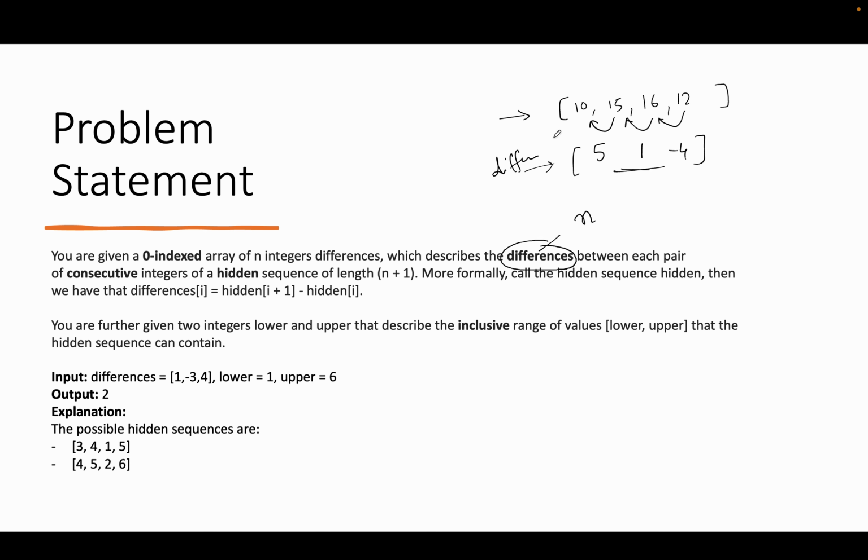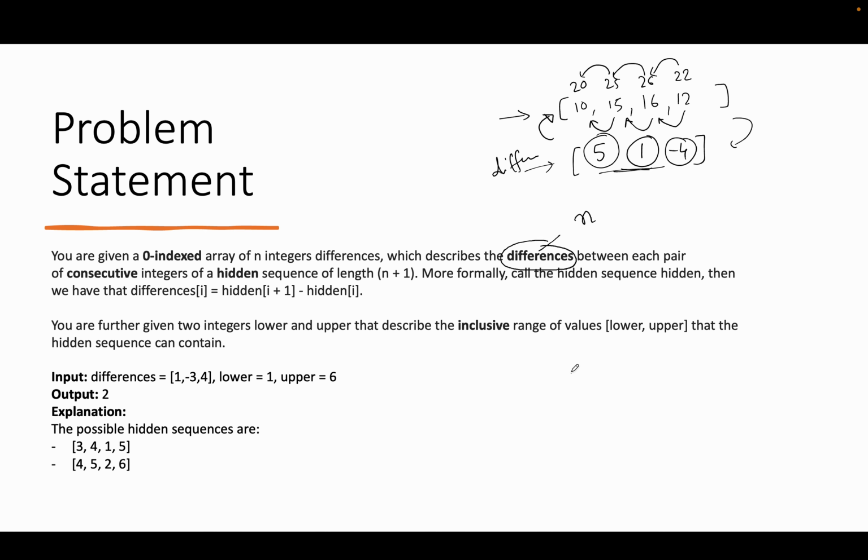And we have to find how many such hidden arrays are possible. So if you see that if you increment all these values by a fixed number, then you will again get the same differences. For example, let's say you add 5 to everything or 10 to everything. So this will become 20, 25, 26, and 22. Again, 25 minus 20 is 5, 26 minus 25 is 1, 22 minus 26 is minus 4.